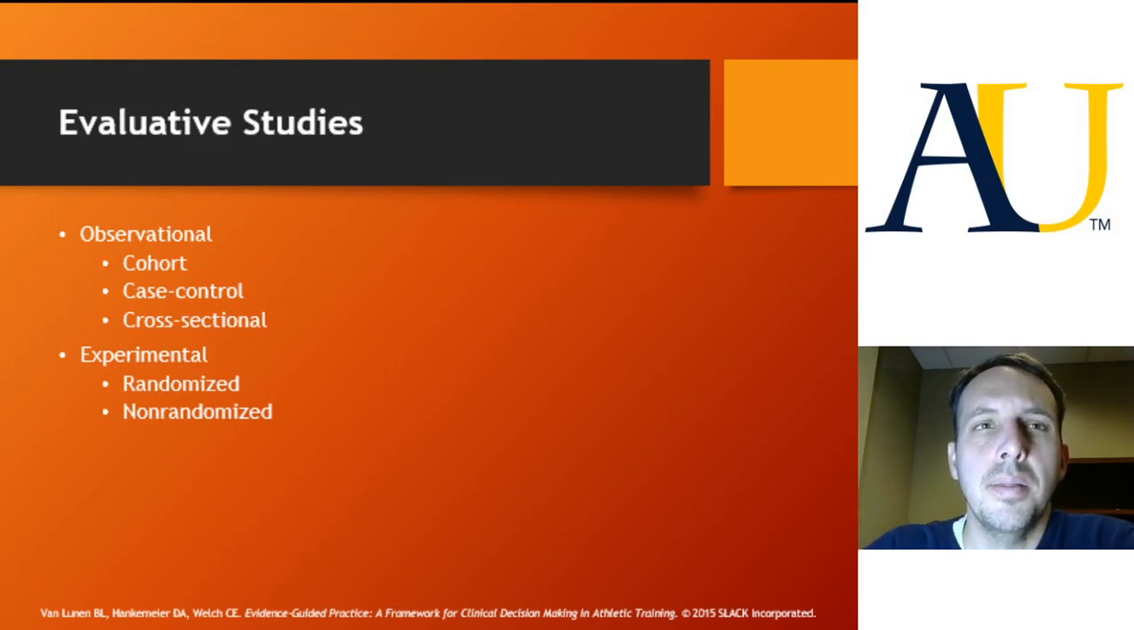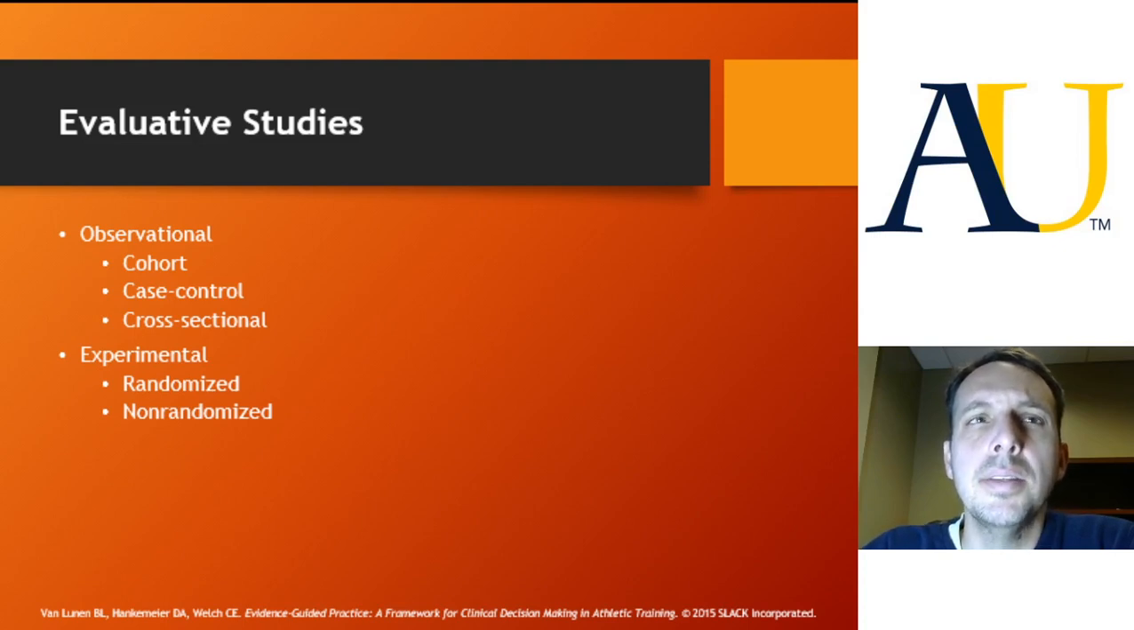Evaluative studies, on the other hand, we described as trying to establish an association between different variables, or in most of the cases we're looking for an association between an intervention and some sort of outcome. An intervention meaning anything that we're really manipulating. That can be a treatment intervention, a diagnostic intervention, or what have you.